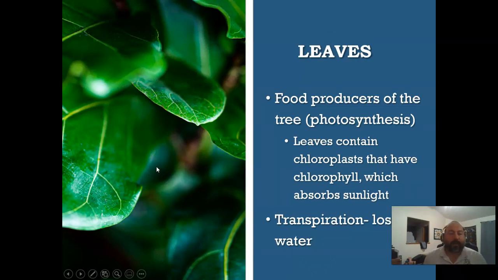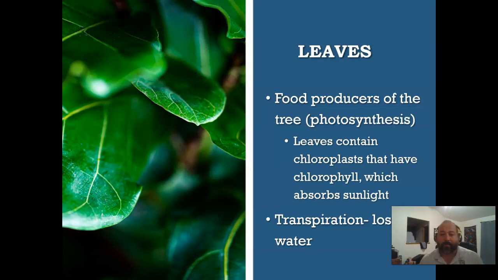And then a big part of trees, of course, are the leaves. The leaves are the food producers of the tree, and that's through the process of photosynthesis. The big reason that the leaves do photosynthesis is because the leaves contain chloroplasts. The chloroplasts have chlorophyll in them, and that's the part of the leaf which absorbs the sunlight.